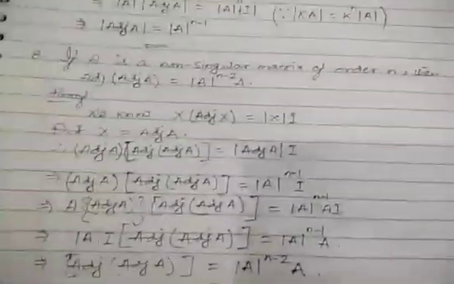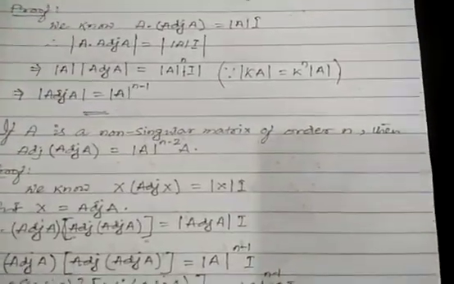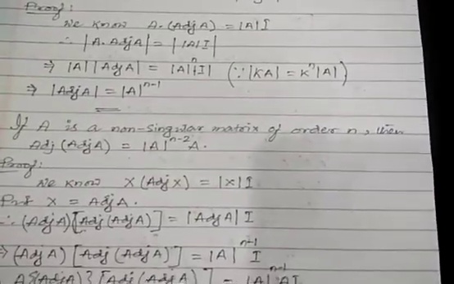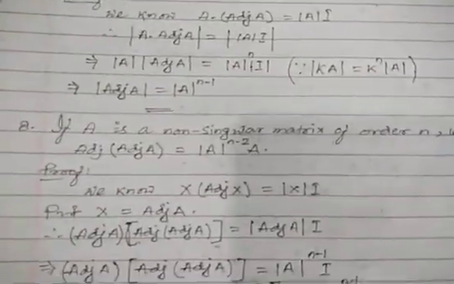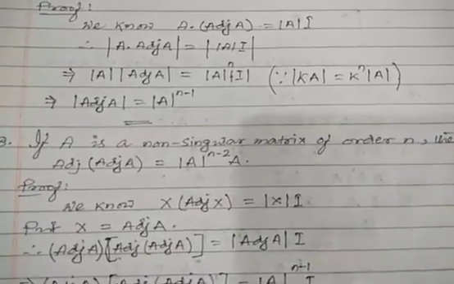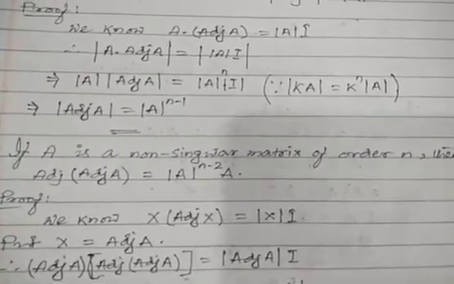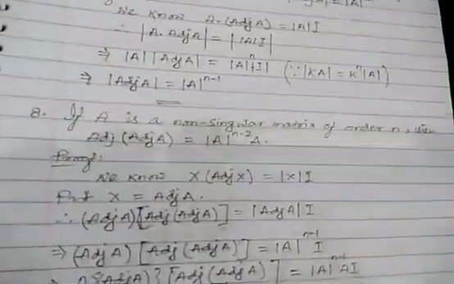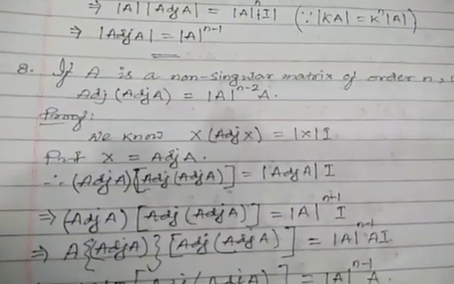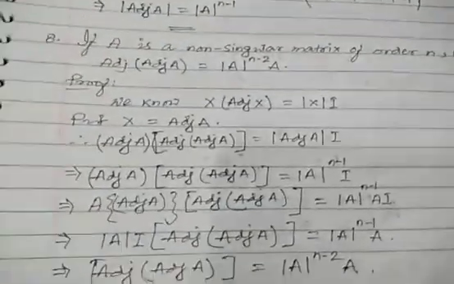Now the last property, the eighth property. Here, if A is a non-singular matrix of order n, then adjoint of adjoint A is equal to determinant A to the power n minus 2 into matrix A, where the order of the matrix A is n.